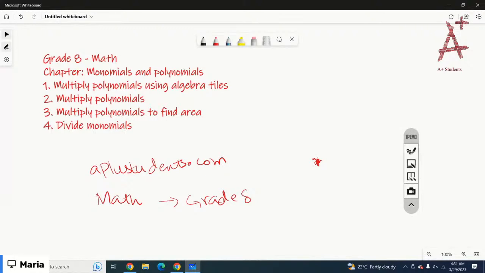We're going to start with the chapter monomials and polynomials. The lessons we're going to cover today are multiply polynomials using algebra tiles, multiply polynomials, multiply polynomials to find area, and then we'll do divide monomials. So let's just start with the first lesson.